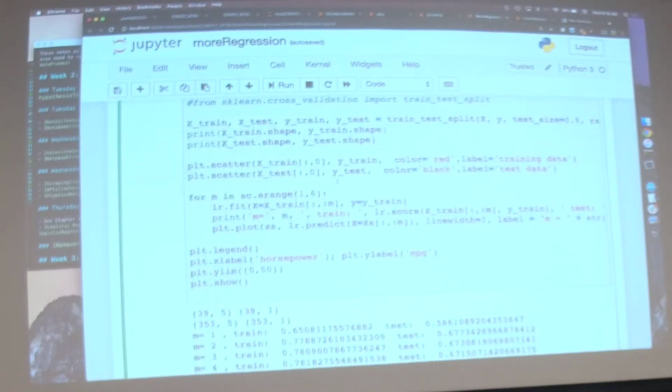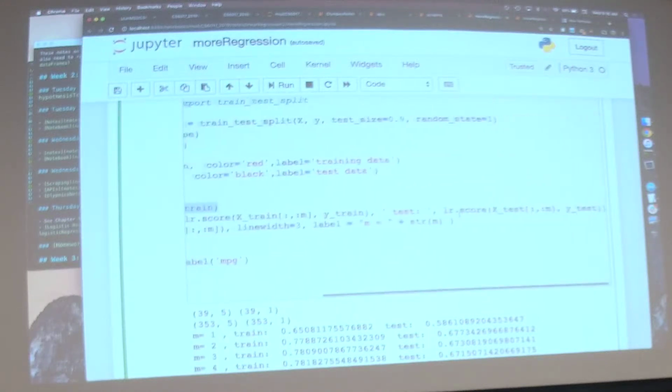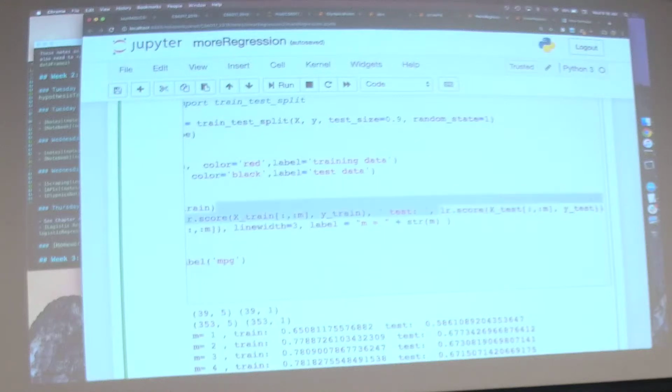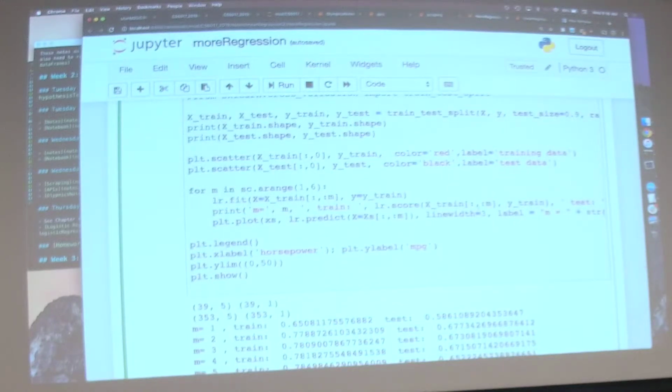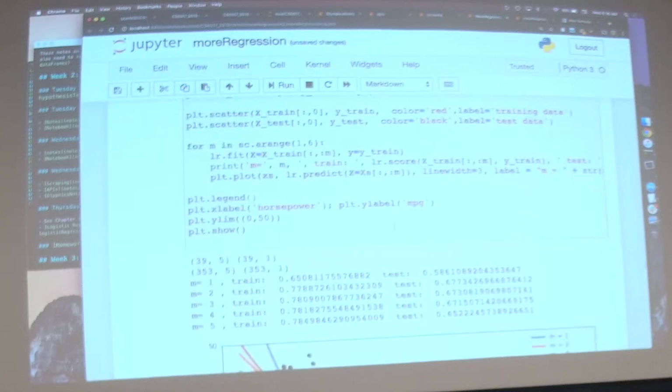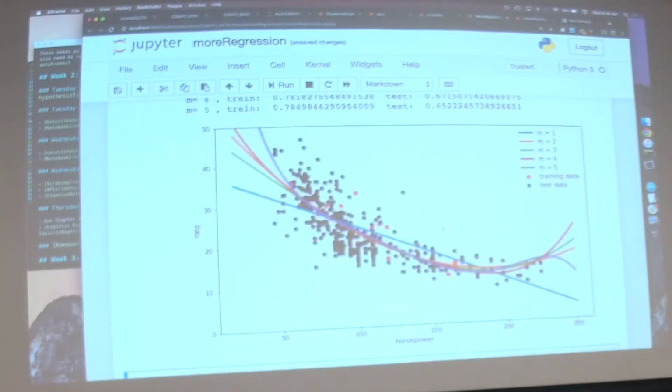Now when we fit this, we're only going to look at the training data. Then we're going to look at the accuracy on the training data, and we'll look at the accuracy on the test data. These both tell us something, and then we'll plot. The red ones are our testing data, or sorry, our training data. These are the points that we're using to fit.